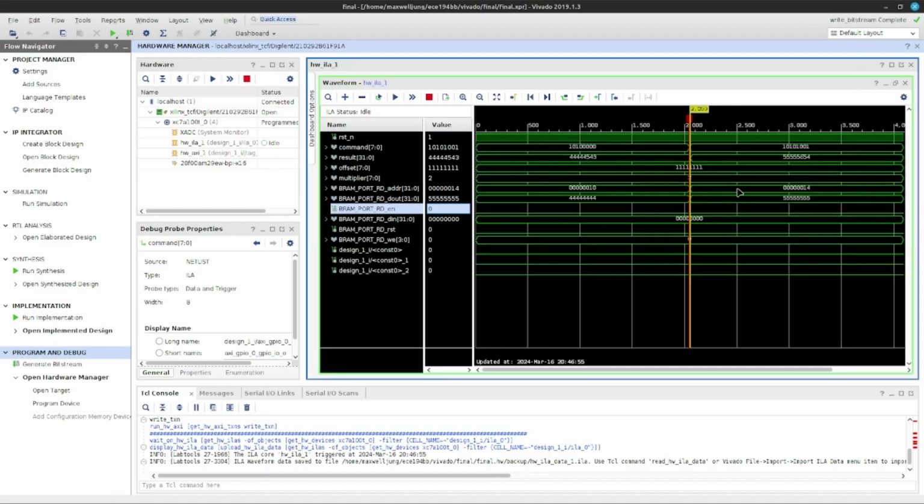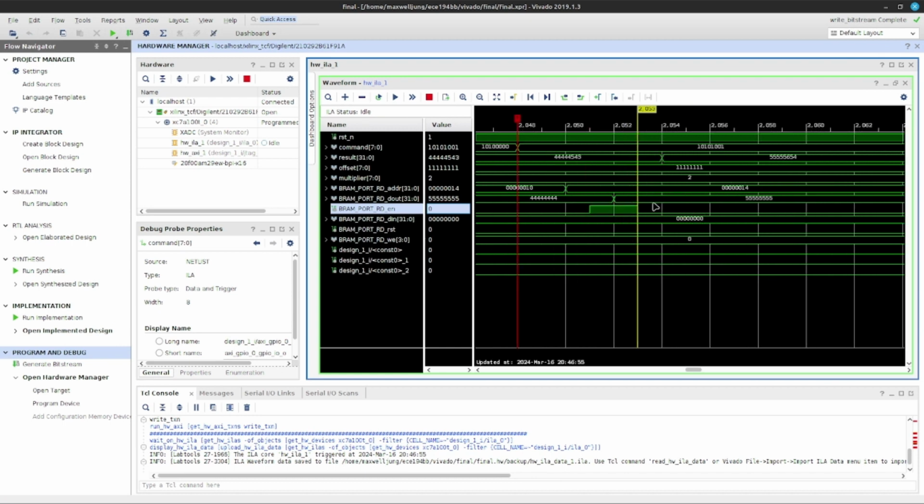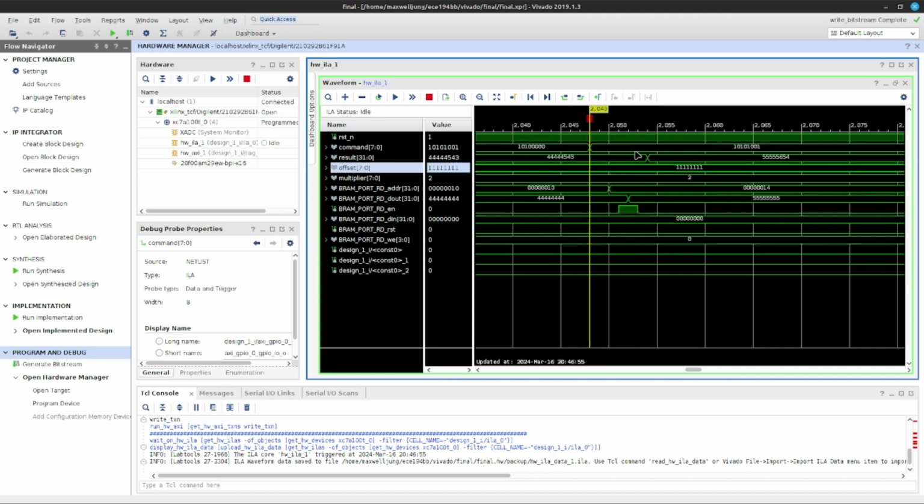And you can observe that in the waveform here. So here the command transitions to add offset to address 5, and then here the CPM finite state machine turns on the enable signal on the BRAM port B, and also it sets the address to 5 times 4, or 20, and 20 in hex is 0x14.